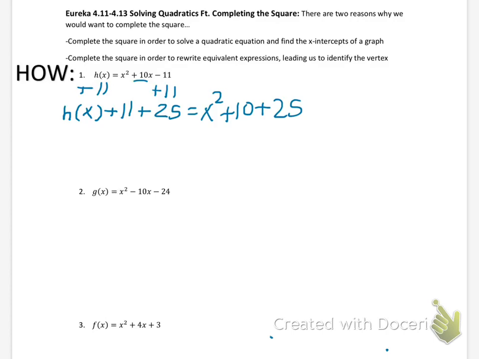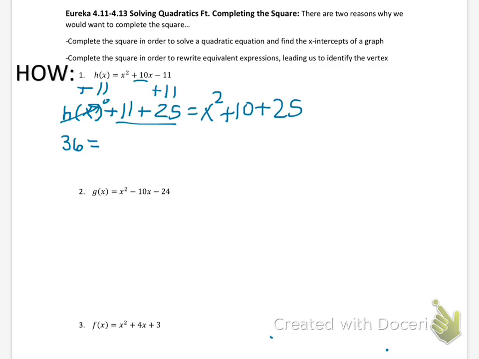And so now that I have x squared plus 10x plus 25, h of x, we're going to look when h of x is 0. So let's make this 0. And so we just have 11 plus 25. So on the left-hand side, we have 36. On the right-hand side, we have x squared plus 10x plus 25.